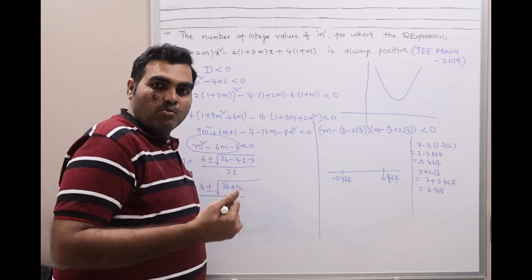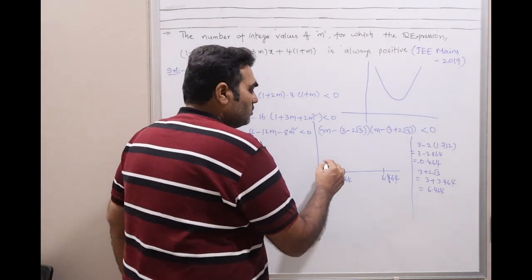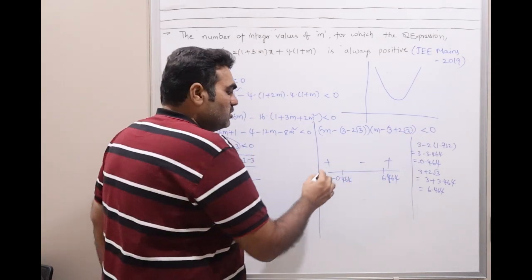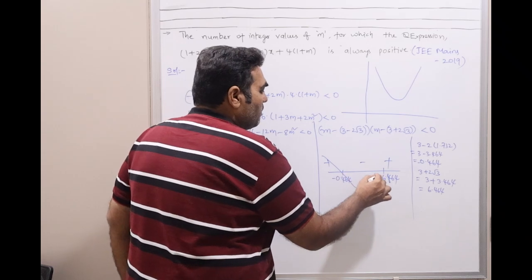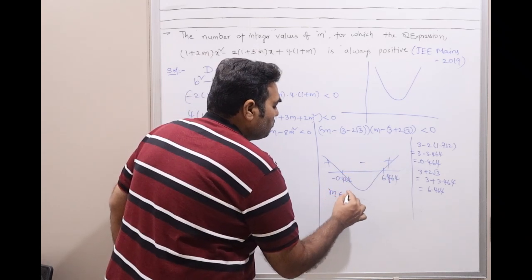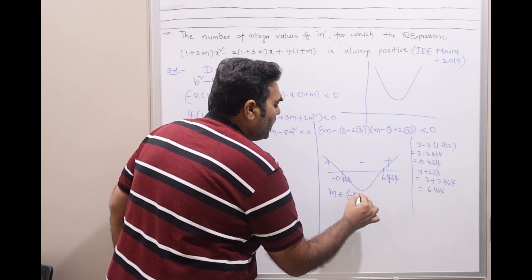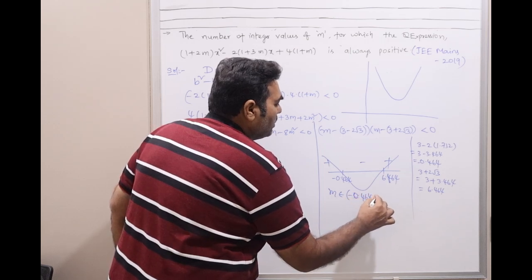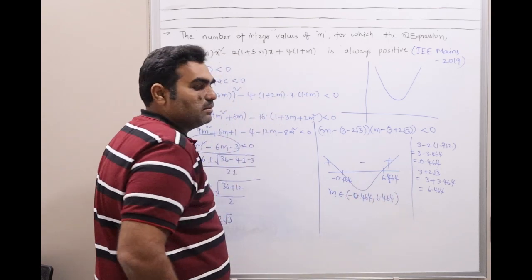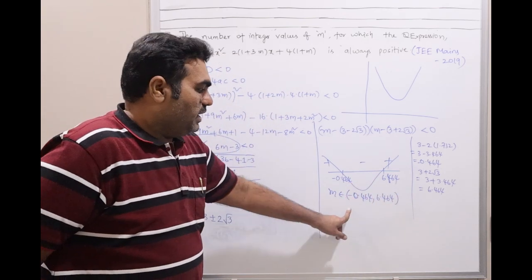Now once again I have to use the wavy curve method. So plus, minus, plus. We are looking for less than 0, so we need to consider the values in the minus range. So m belongs to the open interval (−0.464, 6.464). These are the values we have.